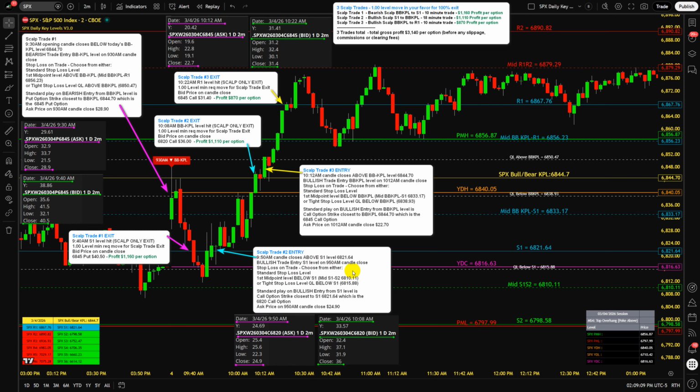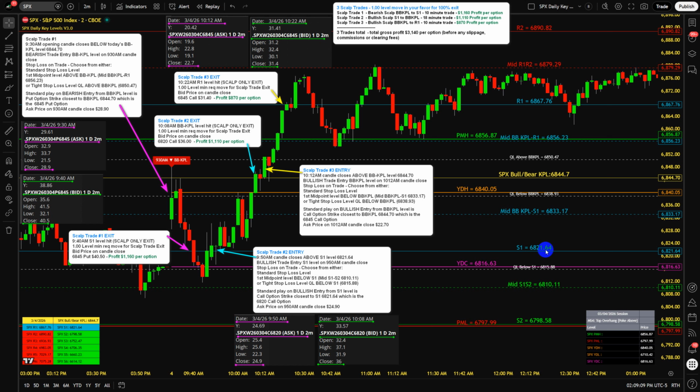Stop loss on this trade is either the QL below S1 for your tight stop loss, or the standard stop loss, if you prefer to use that, would be the mid S1, S2 level. That's the first midpoint level below the main level you're taking the bullish trade from. The standard play on this, same process. You are basically taking your price of the level that you're entering the trade on, in this case, the 68.2164, and you're using the closest strike to that, which would be 68.20. And in this case, since it's a bullish entry, it is a call option.